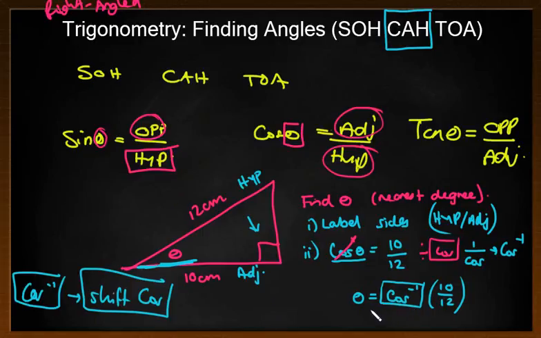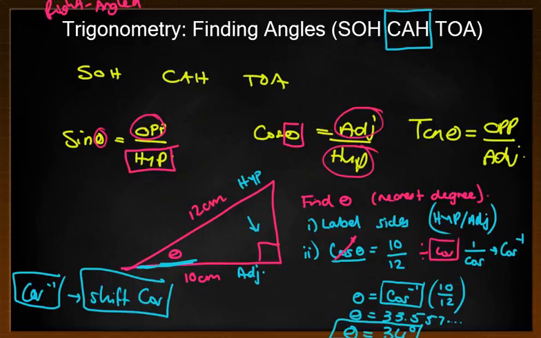So I'm going to press it now. So shift cos, it comes up with cos -1. I type in my fraction of 10 over 12, and then I press equals, and then we come up with 33.557... which we round to the nearest whole number, which is 34 degrees. And so we've got our angle of 34 degrees, and that's pretty much it for sine, cos, and tan.